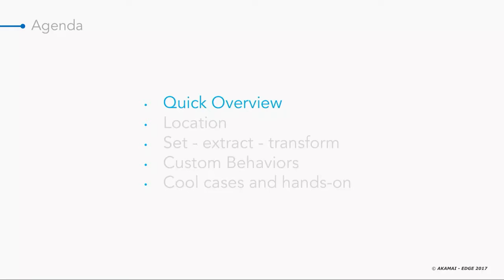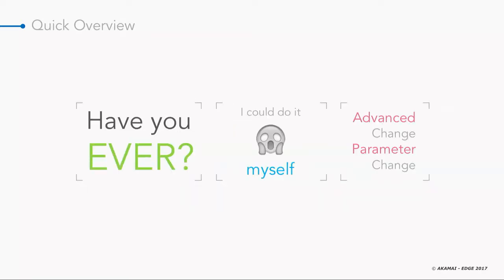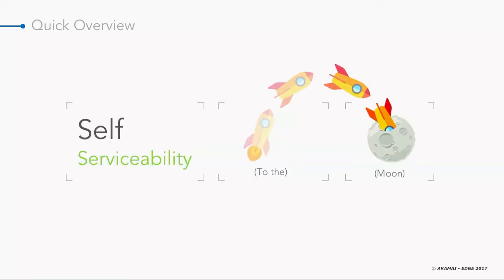So let's start with a quick overview. Before we start, just a little disclaimer here. When we talk about advanced, it's the same as metadata, it's the same as XML. So we're talking about those chunks of code that we include in your configuration. When something is not available on the user interface, then we are going to need advanced metadata, right? So have you ever faced a situation where, for example, you need to do an advanced change or just a simple parameter change, but you need to contact professional services to do that? Okay, so the purpose of this presentation is actually to take self-serviceability and leverage it using property manager variables.